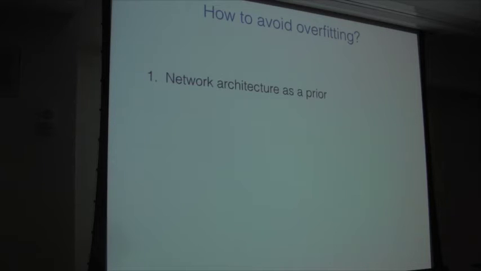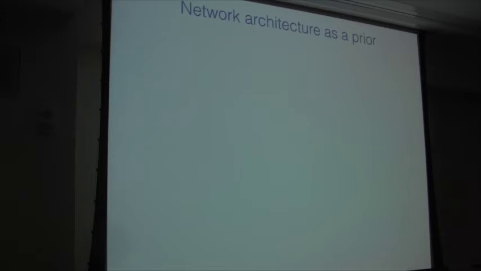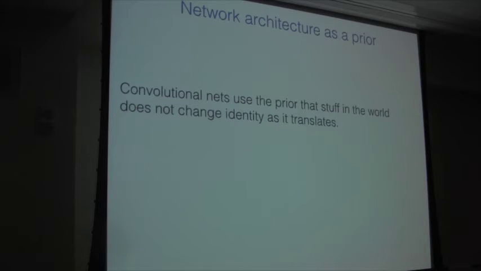Okay, so one is that the network architecture is a prior. Two is that you can do something called data augmentation. And three is a technique called dropout. So let me tell you about each of these briefly. So one, the network architecture is a prior. Well, we don't actually have an infinite network. We don't have infinite weights that we can tune in order to fit the exact training data.